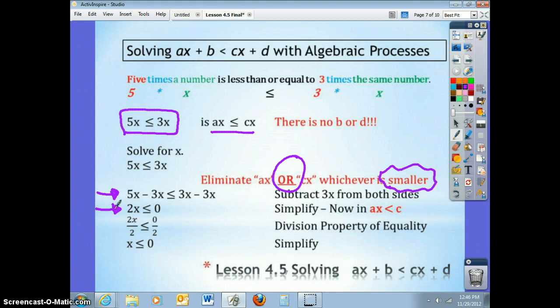It's okay. Divide both sides by 2, and on the left side you have x, and the right side you have 0 divided by 2, which is 0. It's okay to divide 0 by a number. That's no problem. So x is less than or equal to 0, which means that the solution to this problem is either 0 or a negative number. That's okay.